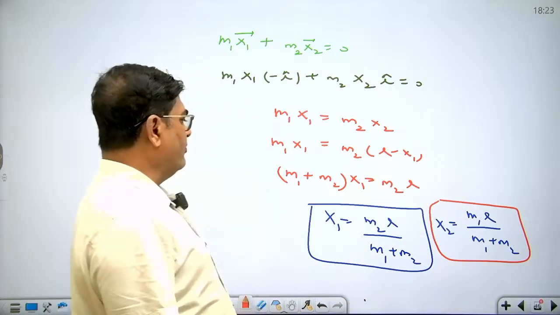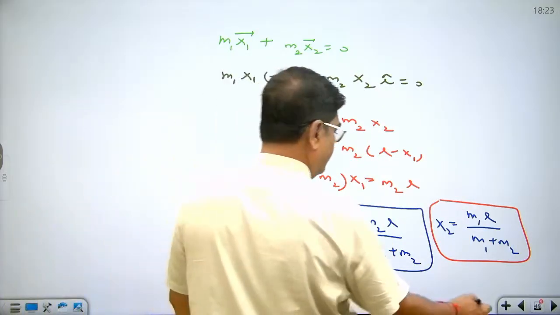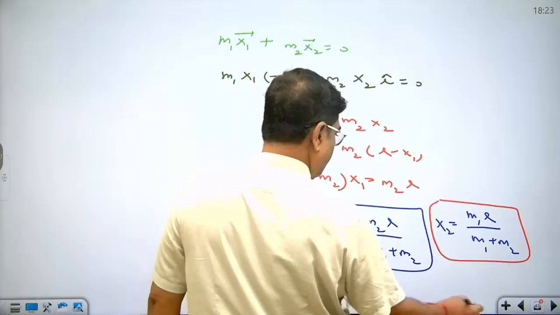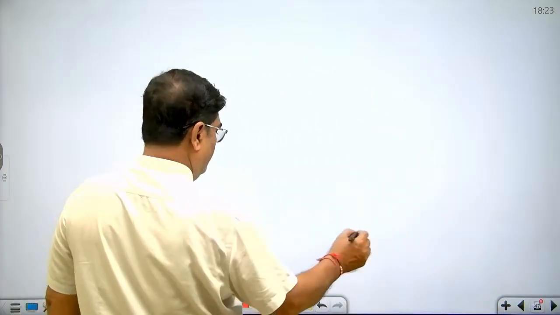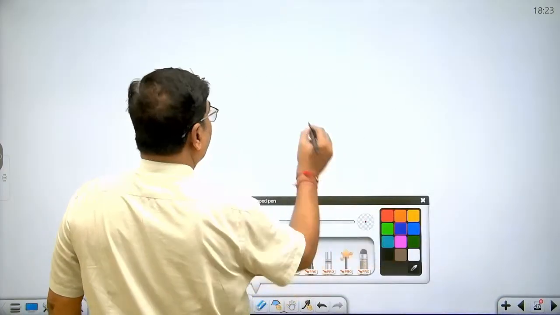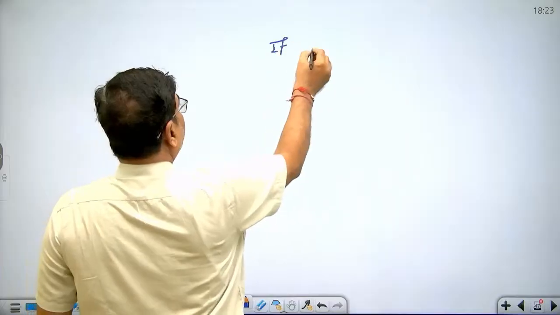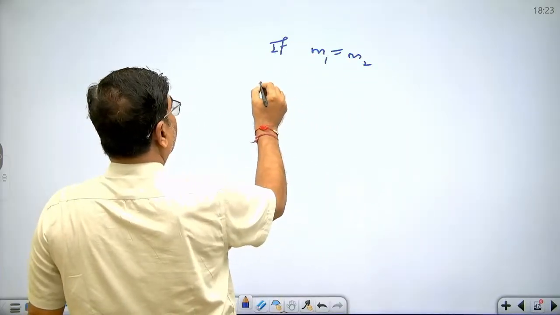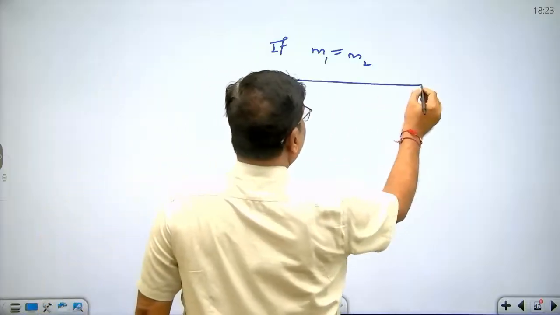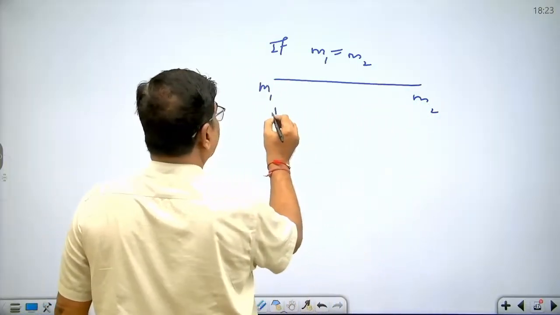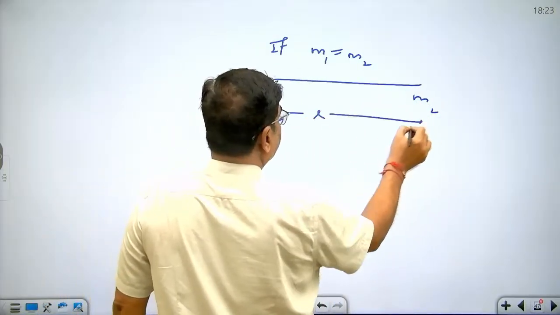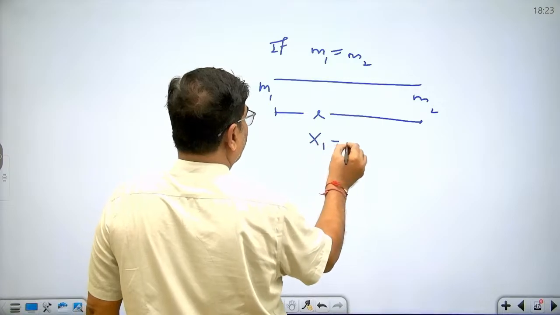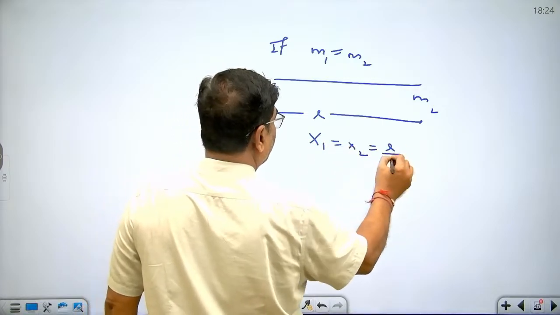If m1 equals m2, then what happens? If m1 equals m2, then the center of mass is such that x1 equals x2 equals L by 2.